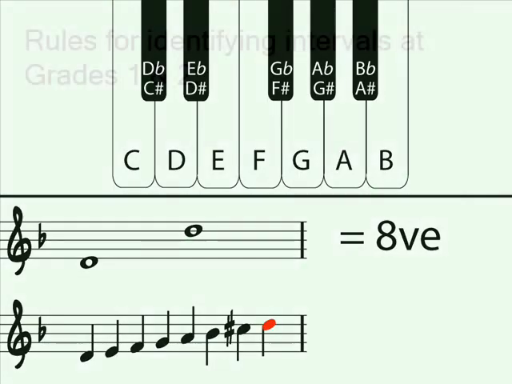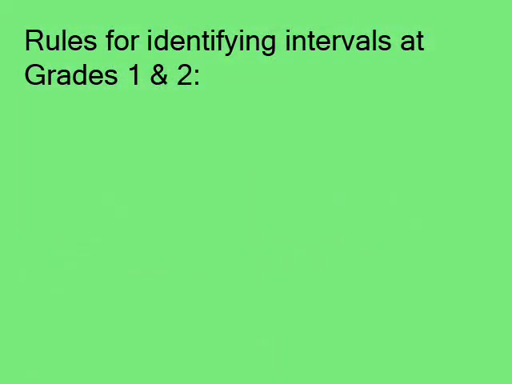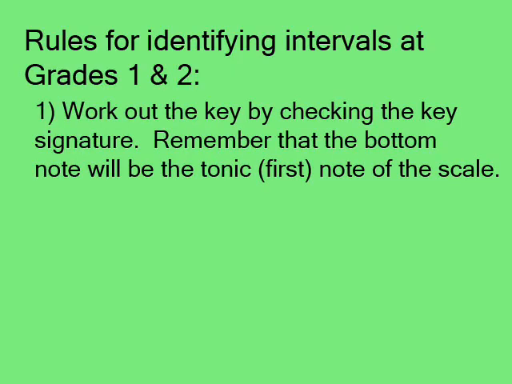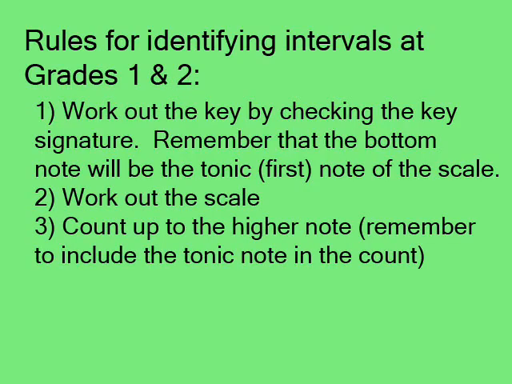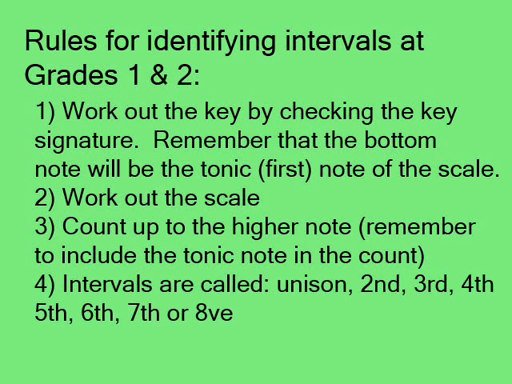So to recap how to work out intervals at grades 1 and 2. The first thing, work out what key you are in. Look at the key signature and the bottom note. Remember that bottom note will be the tonic note of the scale. 2. Work out the scale of the key that you're in. 3. Count up to the high note, but remember, please remember to include that first note, the tonic note, in the count. And finally, remember that we call intervals either a unison, second, third, fourth, fifth, sixth, seventh, or an octave, which is written slightly differently.